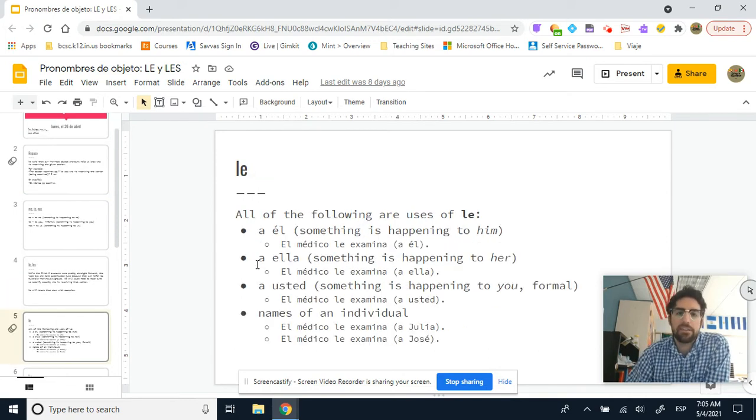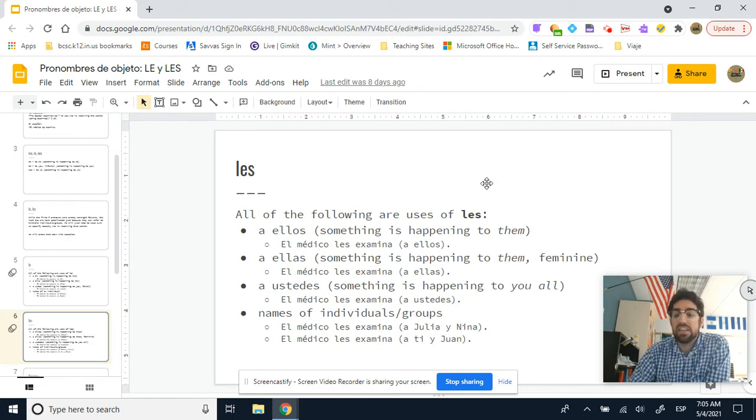All right, and this is where we get into le and les. This would correspond to when we're talking about él, ella, usted. When we're using those subject pronouns, that is what we're going to correspond with our object pronouns. So if something is happening to him, a él, we would use le. If it's happening to her, a ella, we use le. If it's happening to you, formal, a usted. And that goes for also any names you see that apply to one person. That's when we're going to use le.